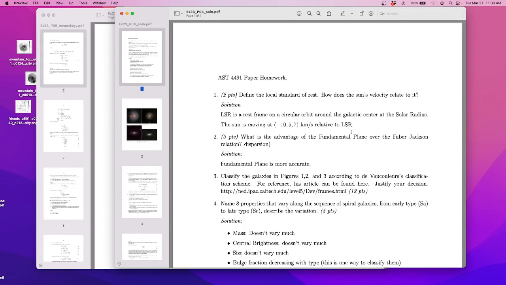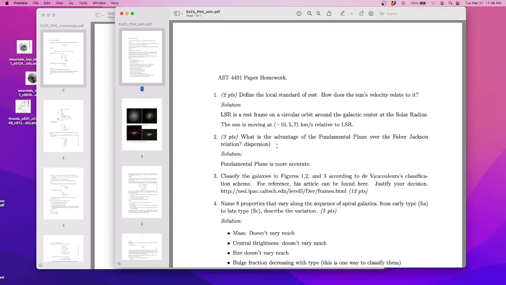Fundamental plane versus Faber-Jackson. Oh man, does it just randomly say dispersion here, or is that a glitch that showed up when I was tweaking them? Hard to say. I'll fix that later. That's the thing I need to talk about. I'll just let you guys answer.